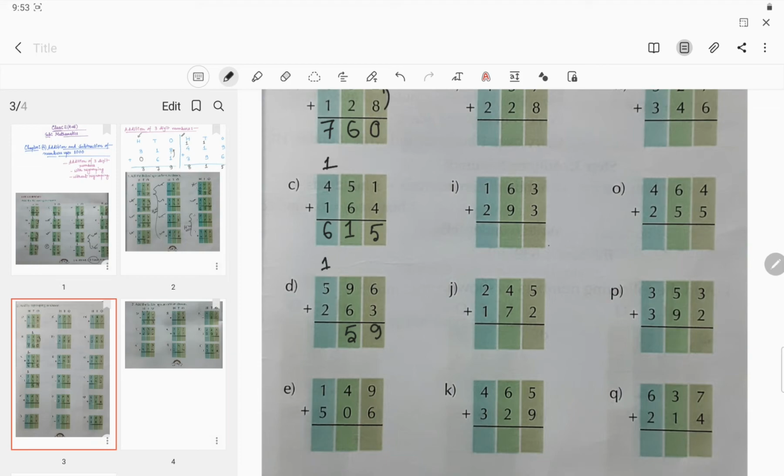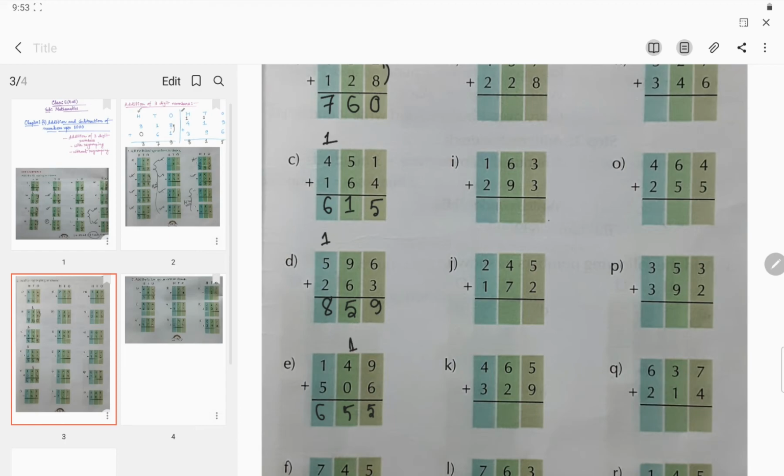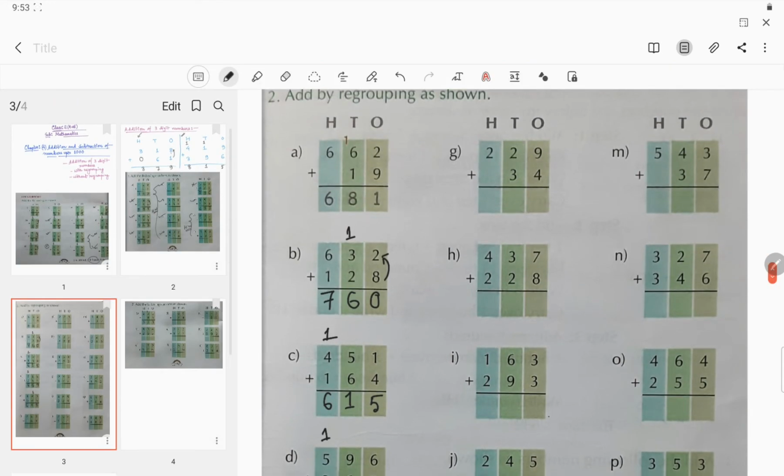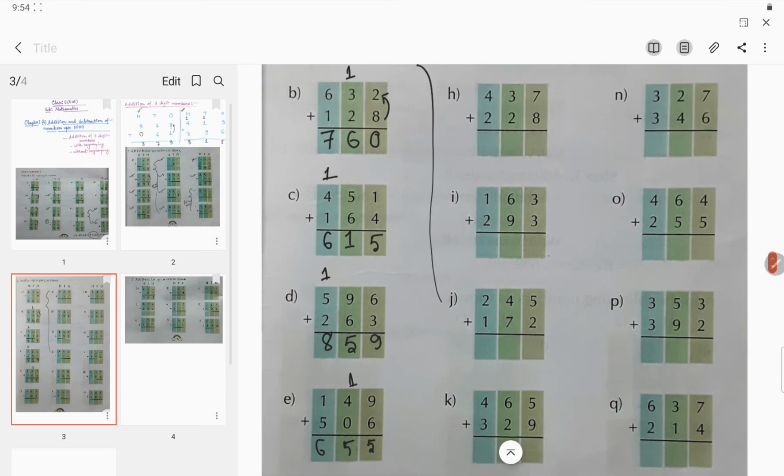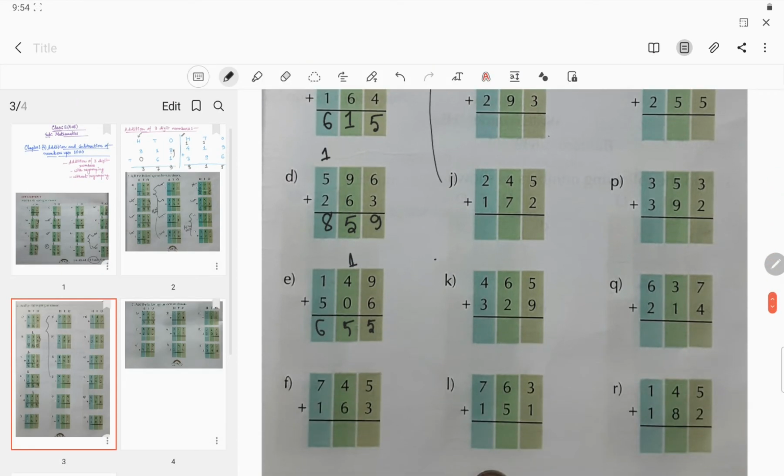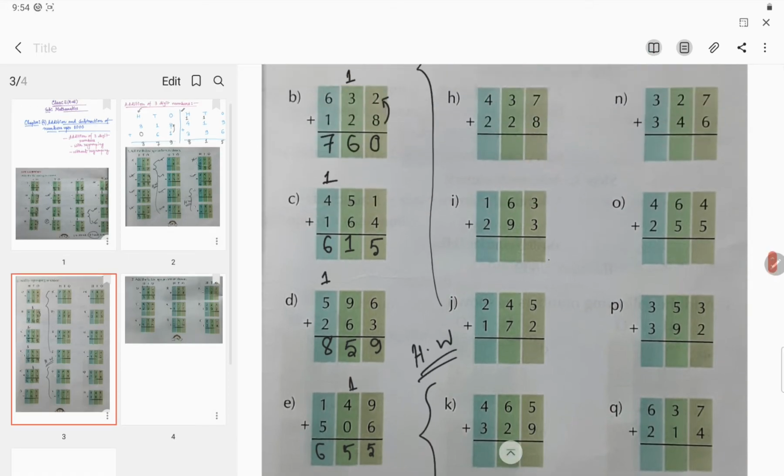Now 2 plus 5 is 7 and 7 plus 1 is 8. Similarly 9 plus 6 is 15, carried over 1. 0 plus 4 is 4 and 4 plus 1 is 5 and 5 plus 1 is 6. Then G, H, I, J, K, L. This is your work. You have to do it by yourself.